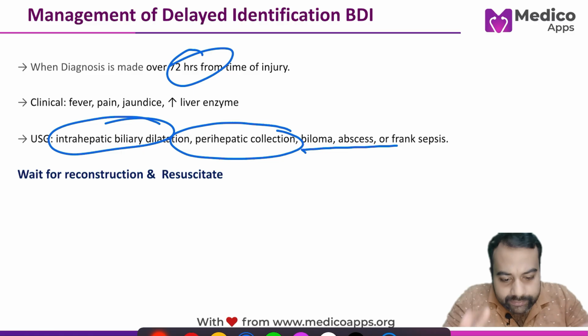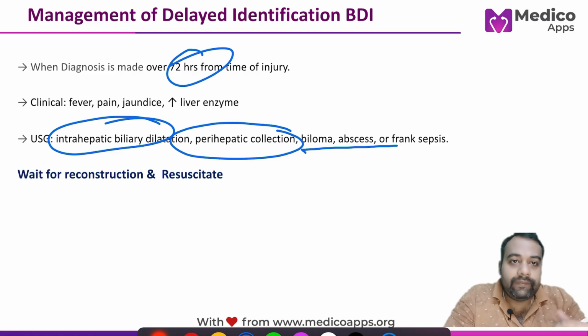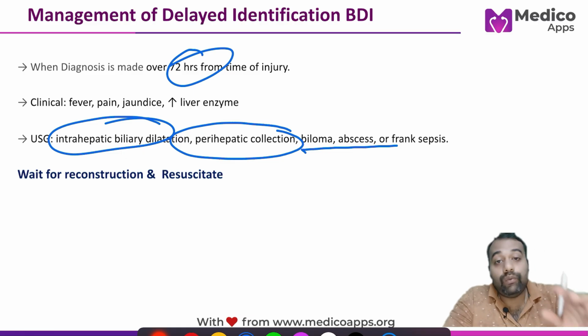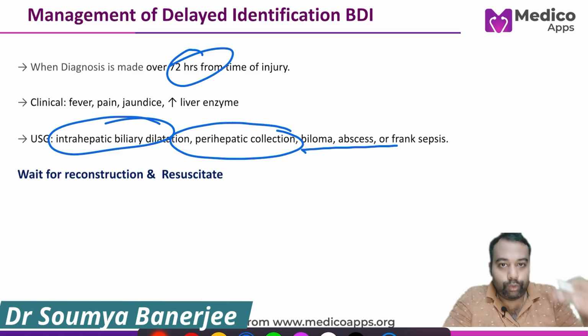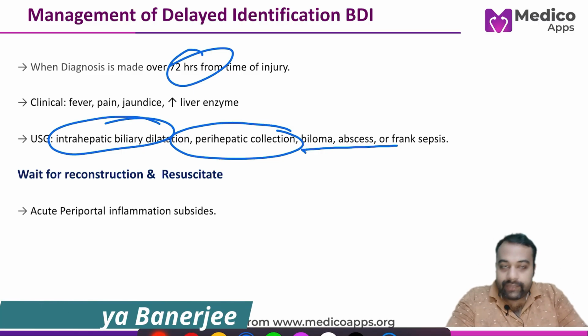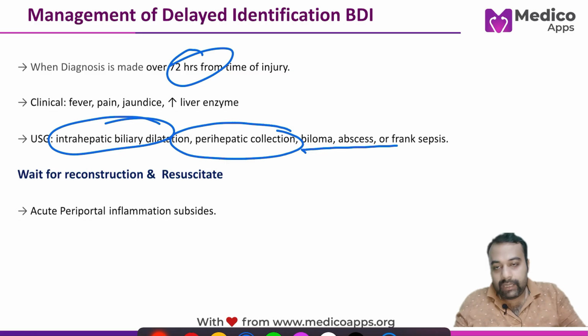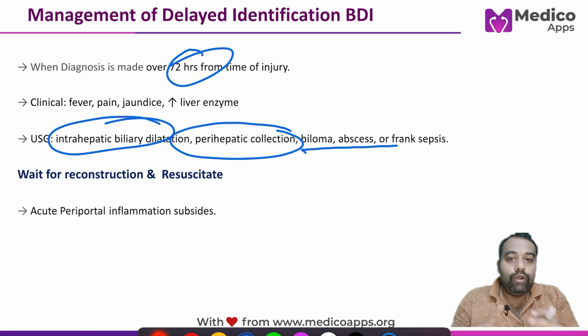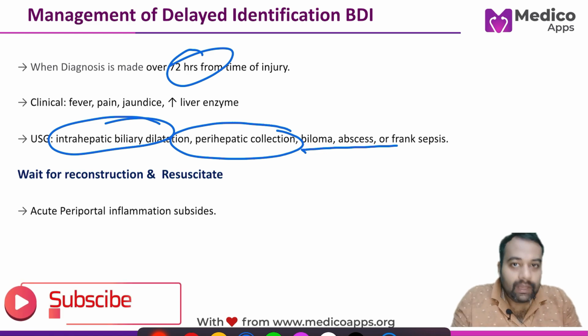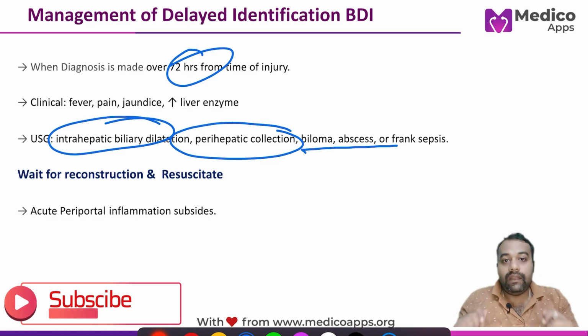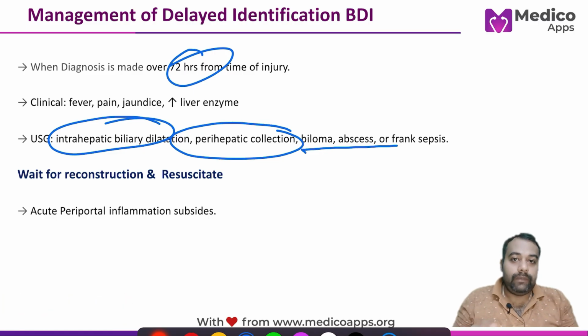Now the basic idea regarding a delayed identified bile duct injury is that you have to wait for reconstruction. You have to wait, resuscitate the patient, and prepare for the OT, the operation. Why is it done so? Because in the acute inflammatory stage, with acute periportal inflammation, it is very difficult to find the two ends of the bile duct. This is number one, and obviously it's very difficult to repair that tissue as well, because as a result of the inflammation the tissues are much more friable than normal. So this is going to be the issue.